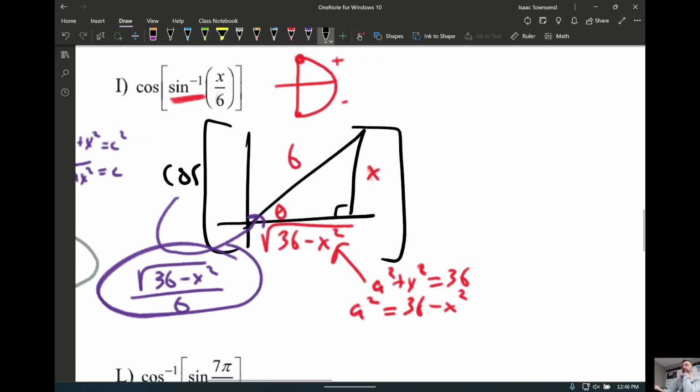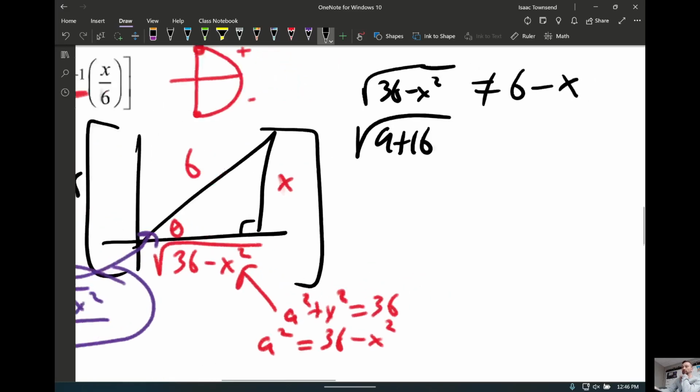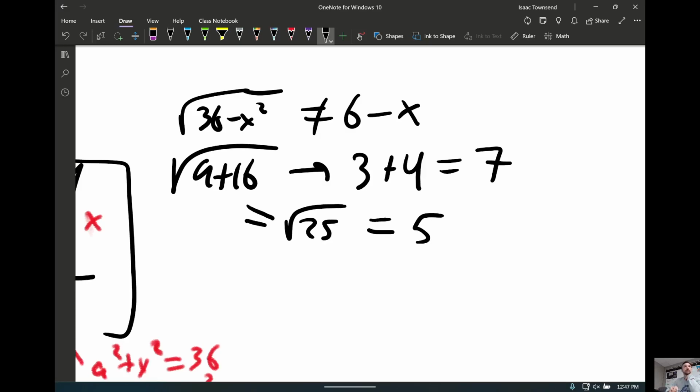Yeah, so the temptation here is to say that this equals the square root of 36 and then minus the square root of x squared, right? That's not correct though. That's not how that works. When you take the square root of terms being added or subtracted, you can't do those individually. The quickest way I can show you that is to do this one. If you think that works that way, you should be able to do the square root of 9 plus the square root of 16, and you would think the answer is 7, but really this is the square root of 25, which is really 5, right?